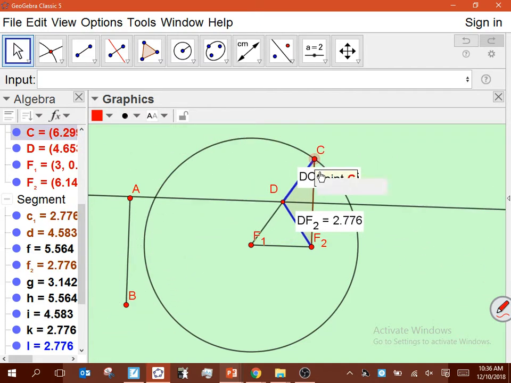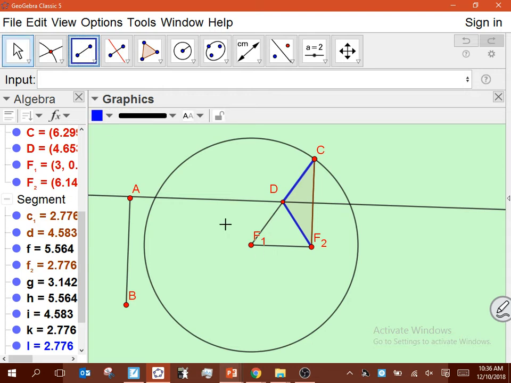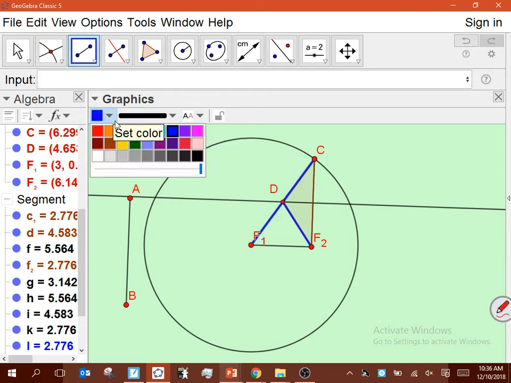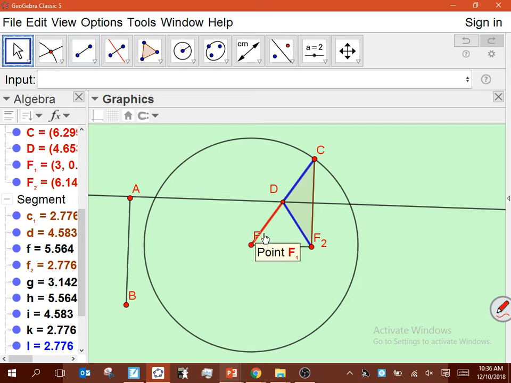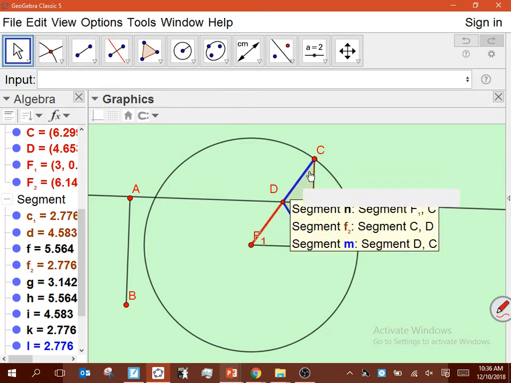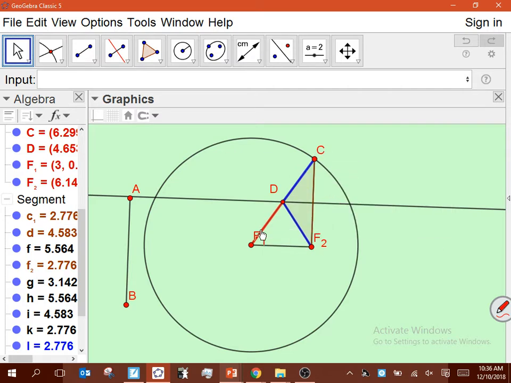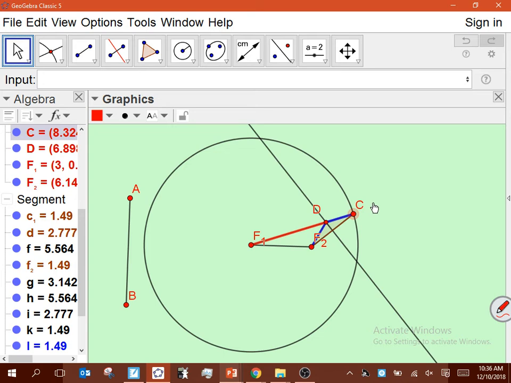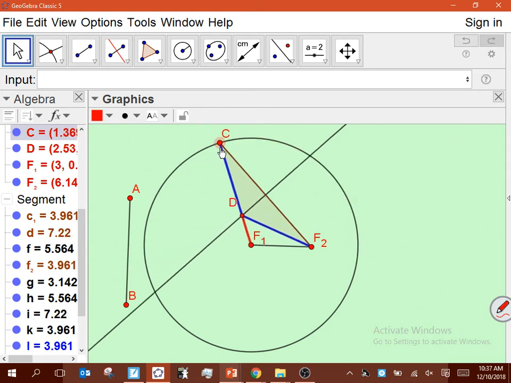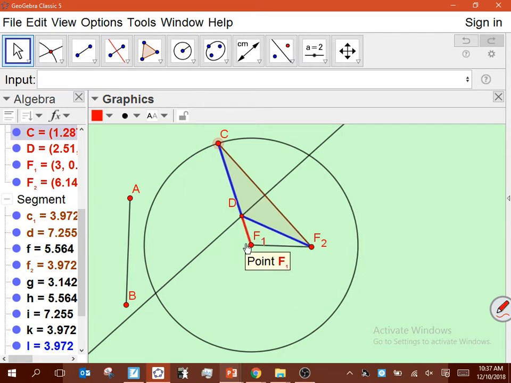So why do I have to do that? Because if I think about that red distance, which is F1 to D, plus this blue distance, that's my radius, that's my constant. That is always going to be equal to this red distance plus that blue distance. So no matter where that point C is, this red distance plus that blue distance is always constant. It's always the same thing as this radius.